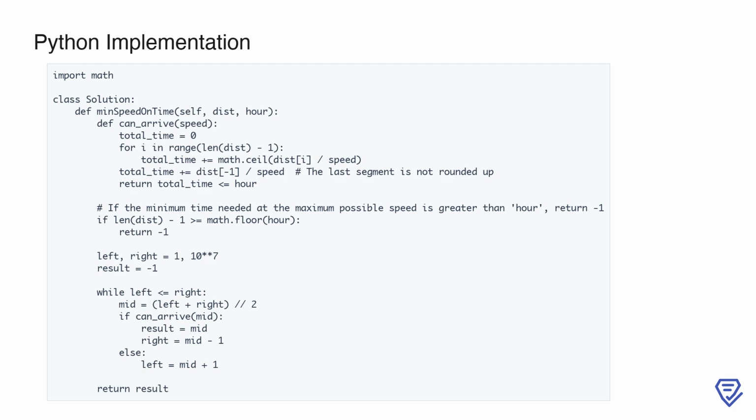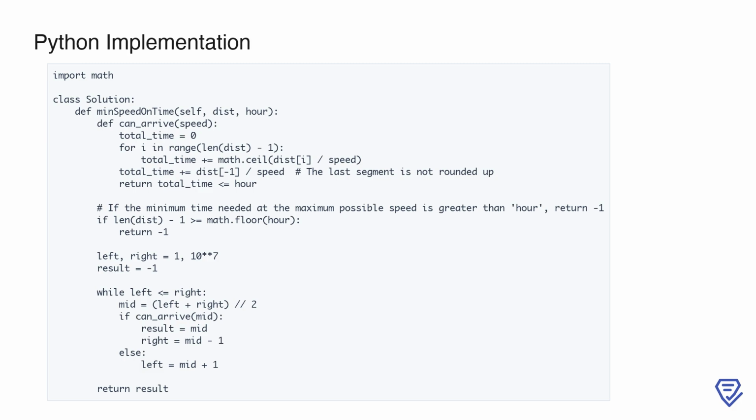2. Initial feasibility check. Before the binary search begins, we check if it's even possible to complete the journey within the given time. If the number of segments minus 1, because of rounding effects, exceeds the available hours when floored, it's impossible to meet the time constraint, and we return -1. 3. Binary search setup. We initialize our search range with left set to 1, the minimum possible speed, and right set to 10 to the power of 7, a practical upper limit for speed. The result variable is initialized to -1 to store the minimum viable speed.